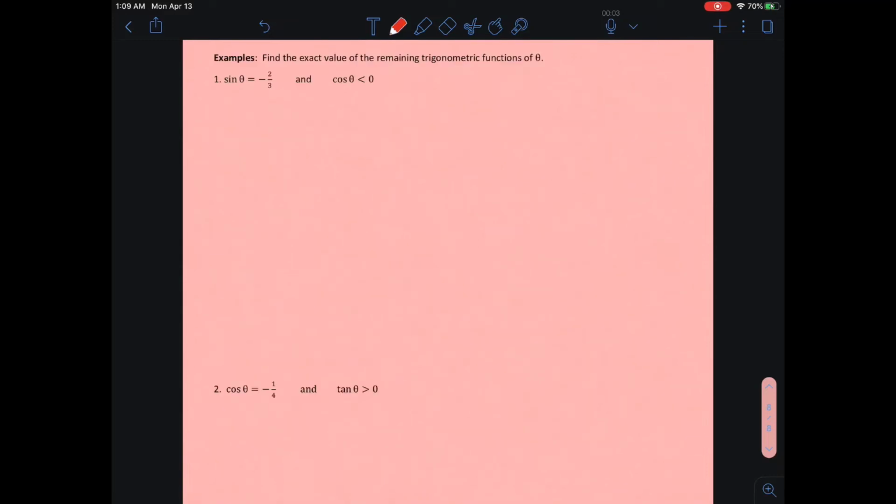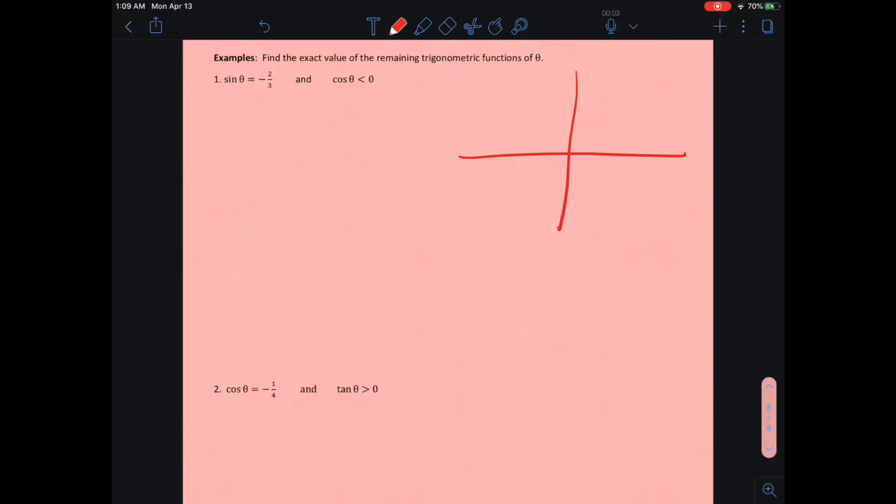So for this one, we're going to find the exact value of the remaining trig functions of theta. This looks kind of familiar, right? Here they give you one of the trig functions. Sine of theta is negative 2/3, and they tell me that cosine of theta is negative. First thing you want to do is figure out what quadrant you're in. So let me draw my xy plane. Once again, I want to figure out what quadrant I'm in.